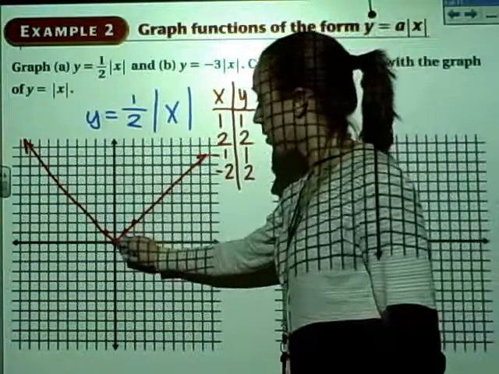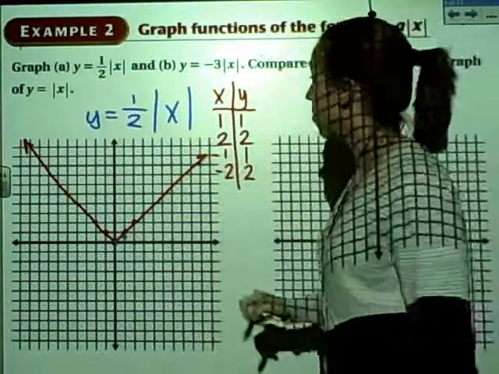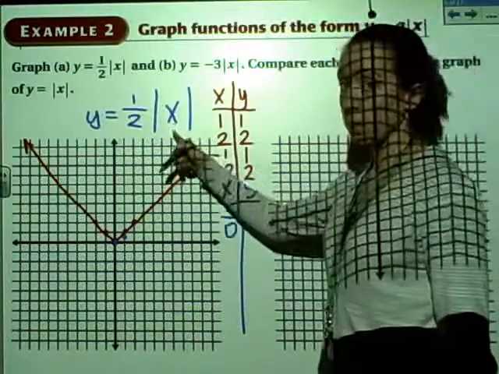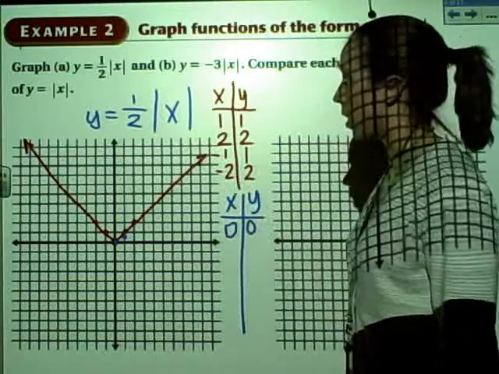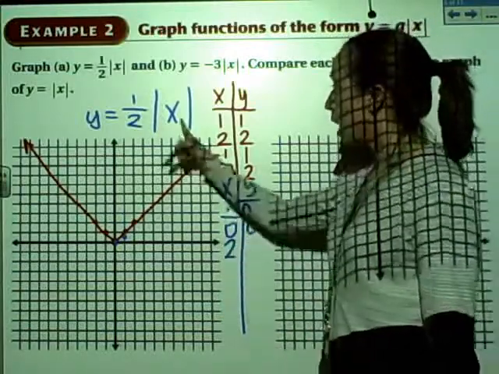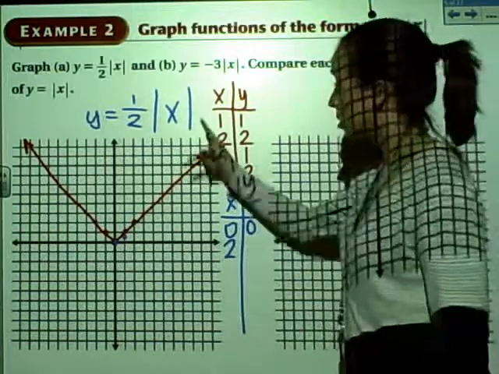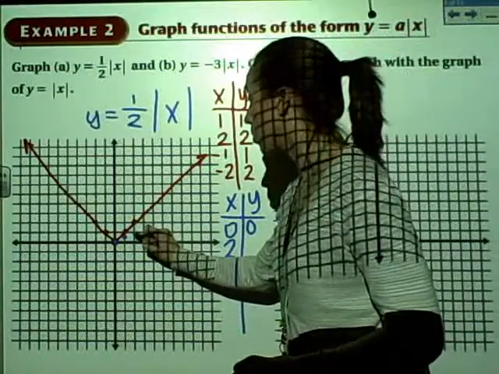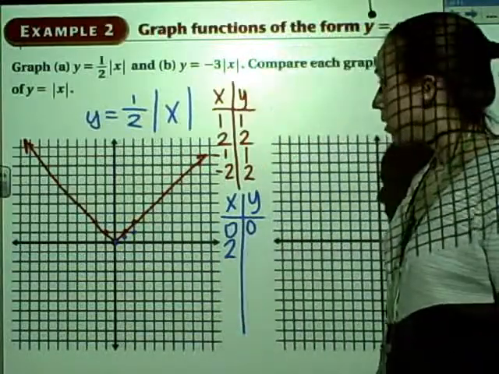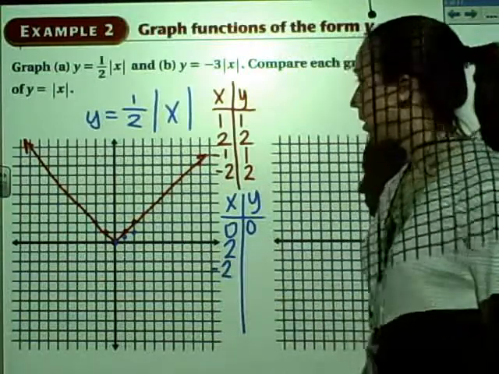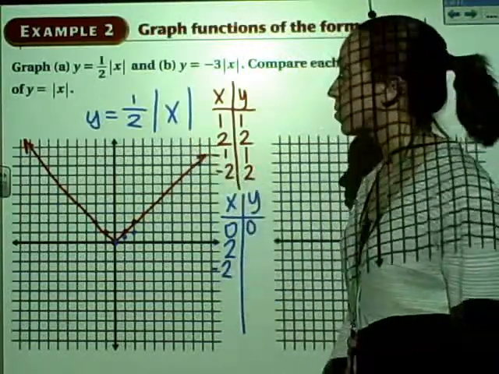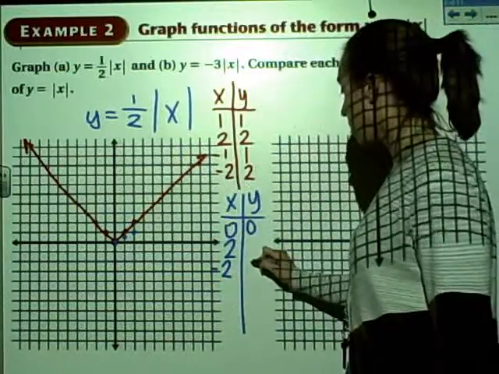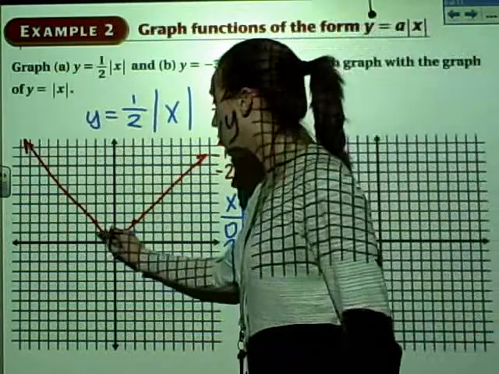Then it's still going to start at 0, 0, because if I put a 0 in for x, absolute value of 0 is 0 times 1/2. You still get 0. Let's put a 2 in there for x. Absolute value of 2 is going to be 2. 2 times 1/2 is the same as 2 divided by 2, which is just 1. So 2, 1. Now let's put in negative 2 for x. Absolute value of negative 2 is 2. Again, 2 times 1/2 is going to be 1. So we'll go to negative 2, 1.